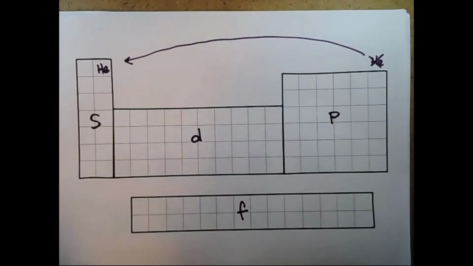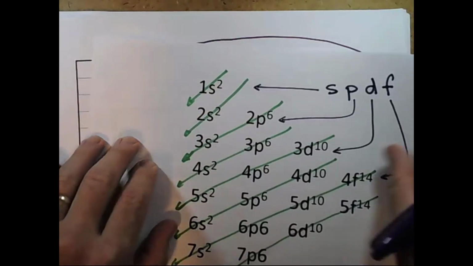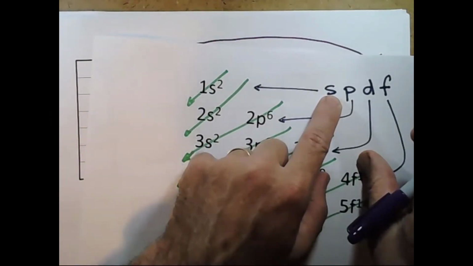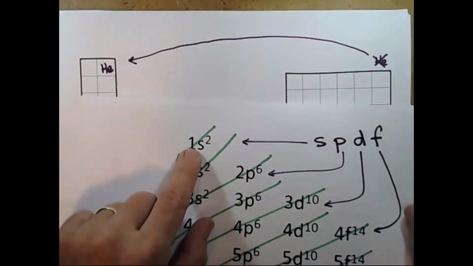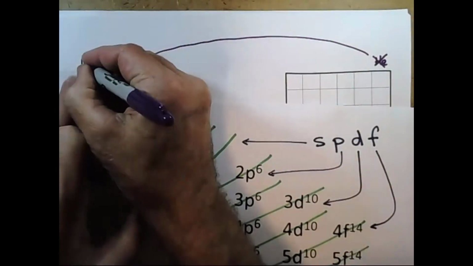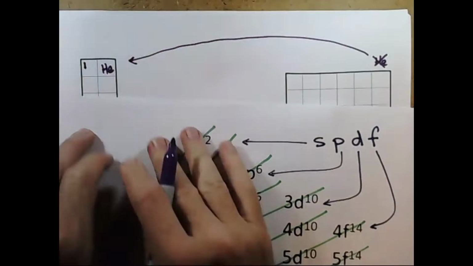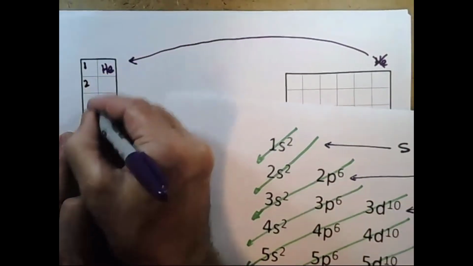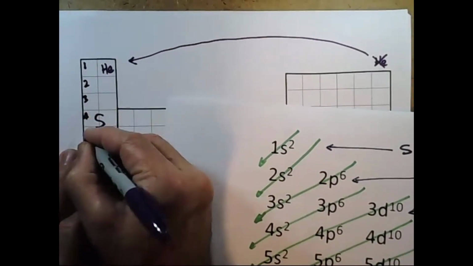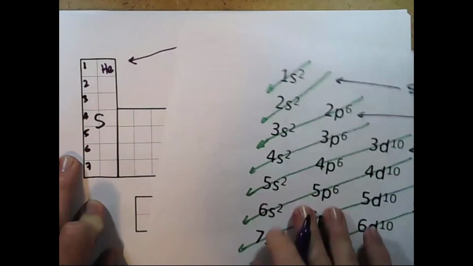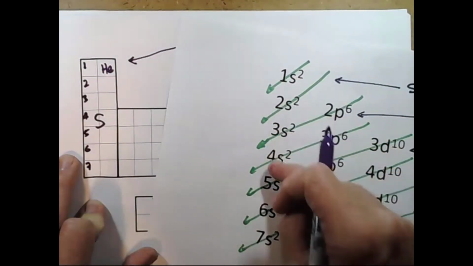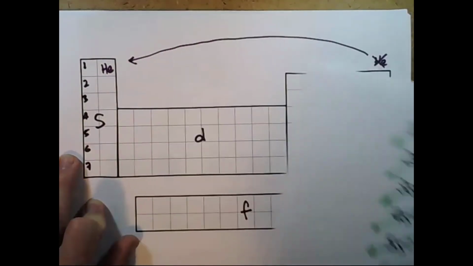All right, now the other useful fact that we talked about is that the first shell that the S block appears in is shell 1. So let's just put 1 there. In fact, I'm going to put 1, 2, 3, 4, 5, 6, 7, like that. And that represents the 1, 2, 3, 4, 5, 6, 7 there.